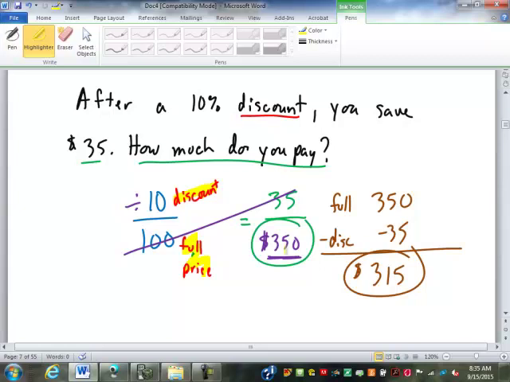Any questions on these first two opener problems? How about any questions off the homework from last week? Okay.